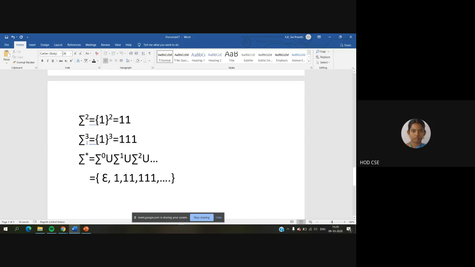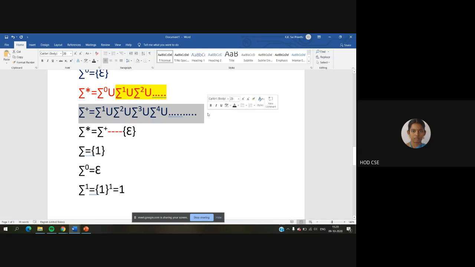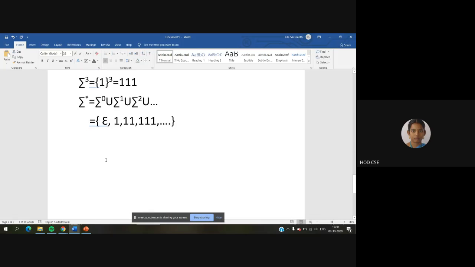What is sigma plus? That also you know. Sigma plus is nothing but sigma power 1 union sigma power 2 union, and so on. According to our example, sigma power 1 is 1, sigma power 2 is 1, 1, sigma power 3 is 1, 1, 1. Likewise it goes.